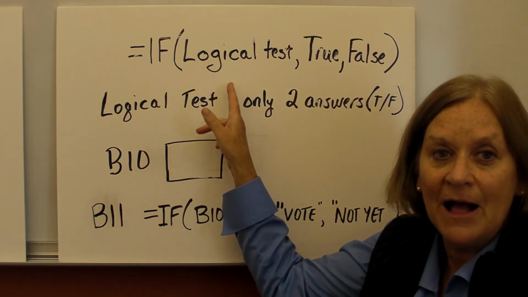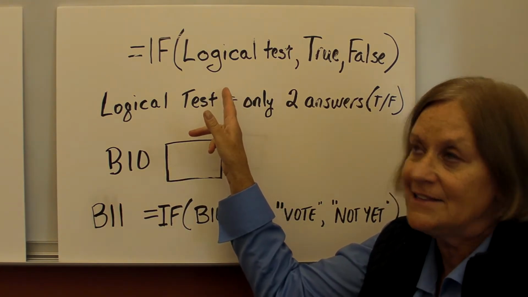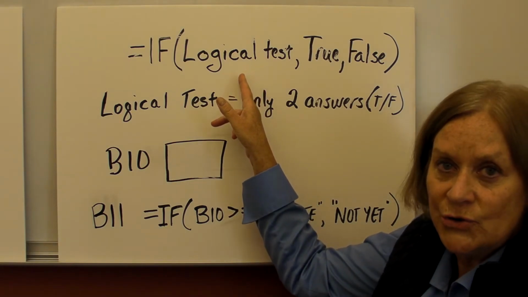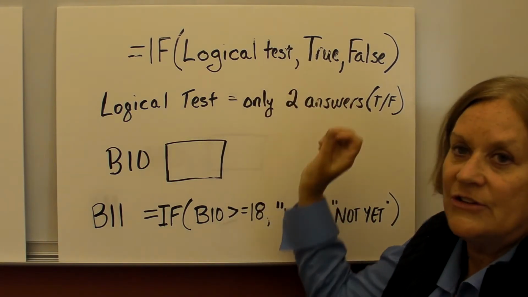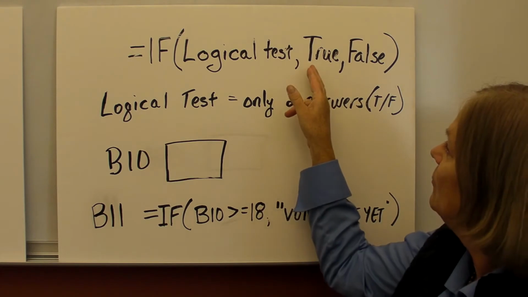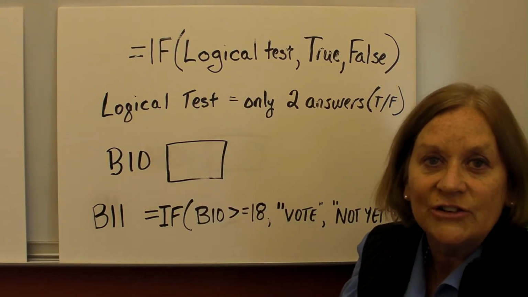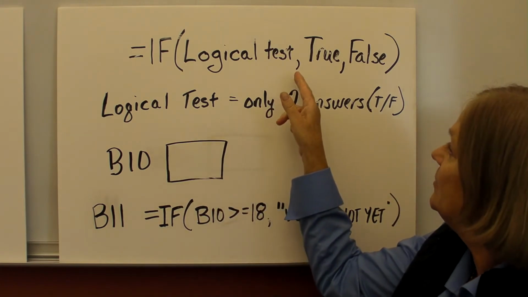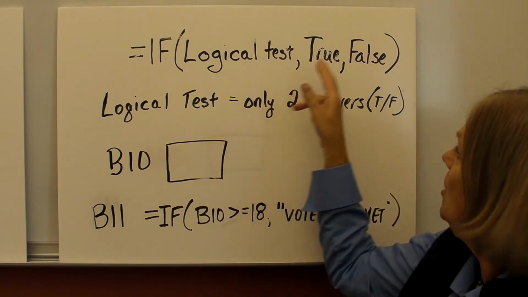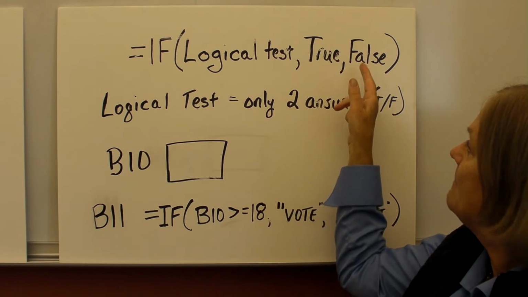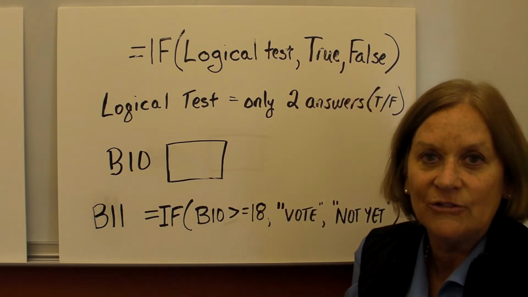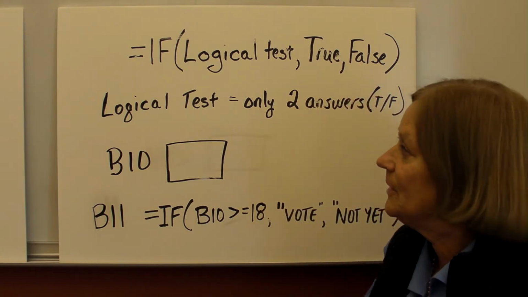Now, depending upon the answer of the logical test, if it's a true answer, it's going to go to the first comma and perform the true answer. If the answer to the logical test is false, it's going to skip the first comma, go to the second comma, and perform whatever happens after that second comma.